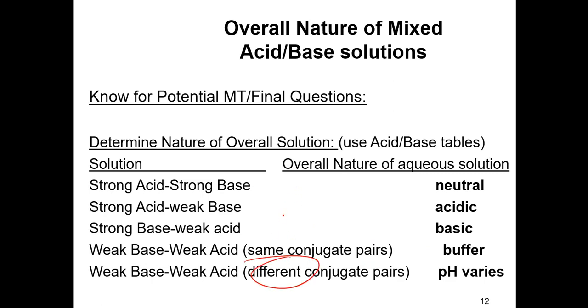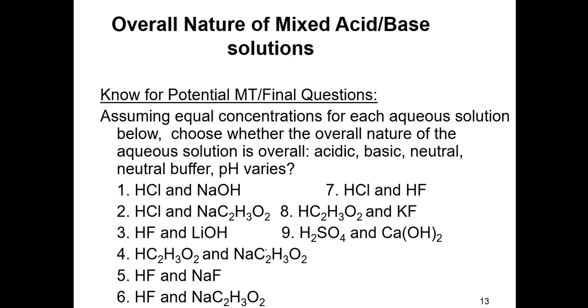On the other hand, if you have different conjugate pairs, so let's say hydrofluoric acid and ammonia, ammonia is a weak base, hydrofluoric acid is a weak acid, but obviously they have different conjugates, then the pH varies. Basically, it gets more complicated. You have to do extra equilibrium math, which we're so not going to do. So let's go through these different questions, applying what we've just learned.